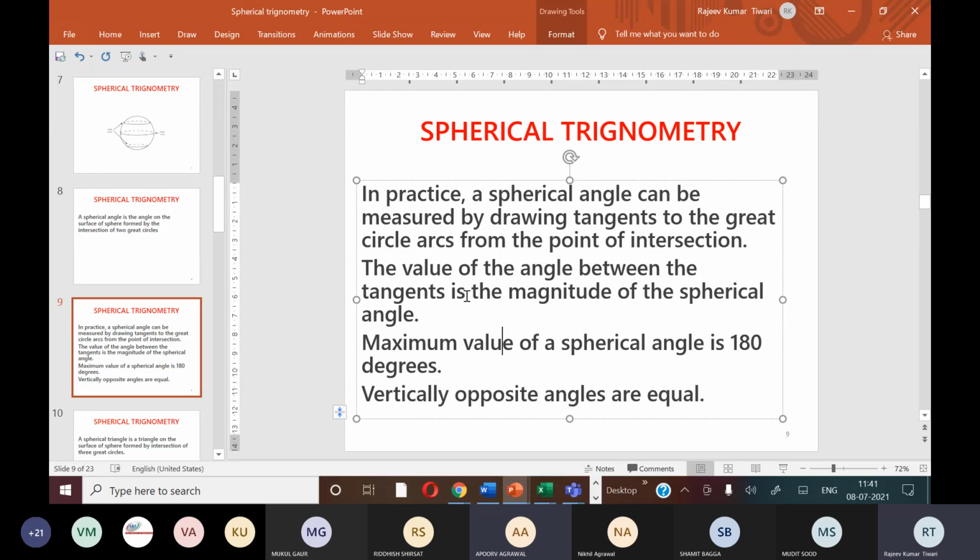Remember, any spherical angle will have a maximum value of 180 degrees. And vertically opposite angles are equal.